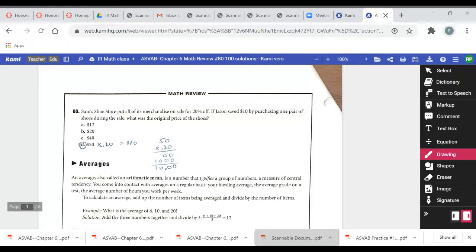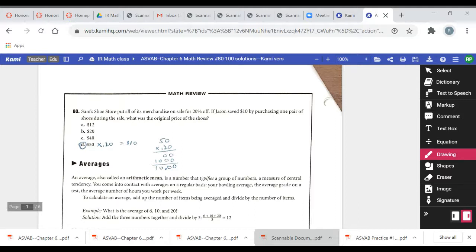Okay, so on this first one, number 80, it says Sam's Shoe Store put all its merchandise on sale for 20% off. If Jason saved $10 by purchasing one pair of shoes during the sale, what was the original price of the shoes? So if you're trying to find how much discount something is, you can turn that 20% into a decimal. So I have 0.20.